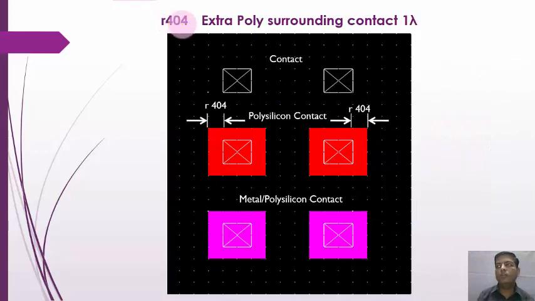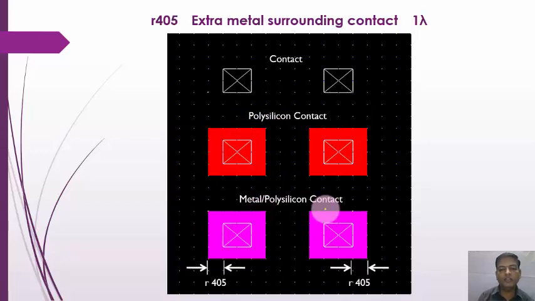Then R404, rule number 404, extra poly surrounding contact, 1 lambda. Okay, these extra from contact 1 lambda area. Okay, 1 lambda, either polysilicon or metal polysilicon contact. R405, extra metal surrounding contact, 1 lambda. Have you understood?